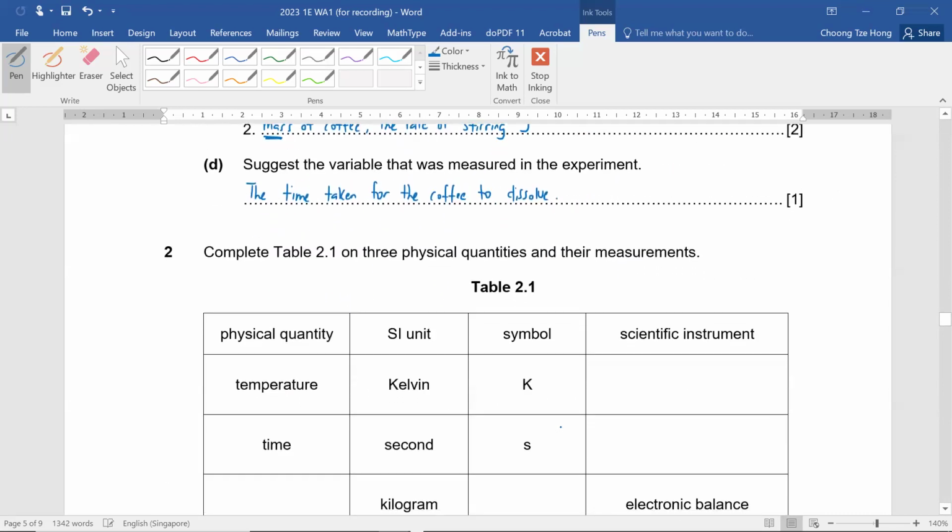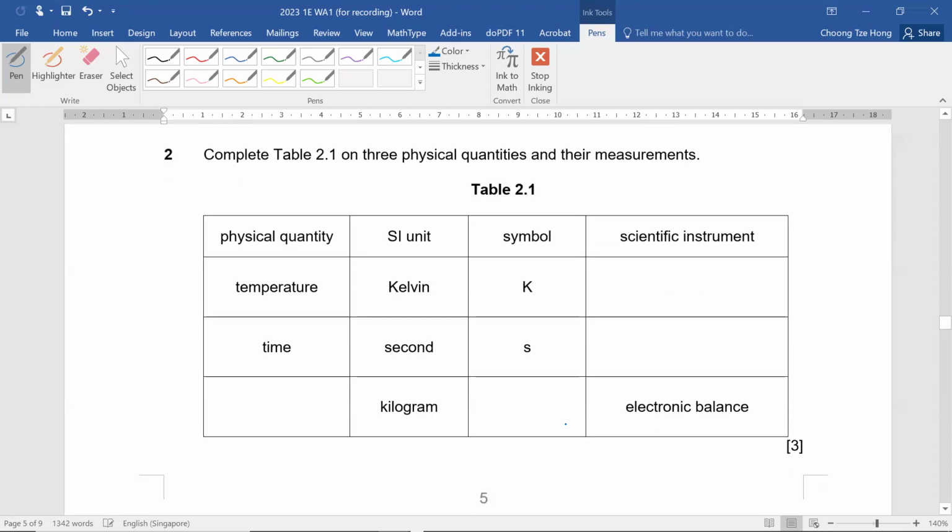Okay, let's move on to question 2. Complete table 2.1 on 3 physical quantities and their measurements. For this one, they are testing you about physical quantities and their SI units, as well as the instrument to measure it. You can actually refer to page 16 of your textbook, which talks about the SI units.